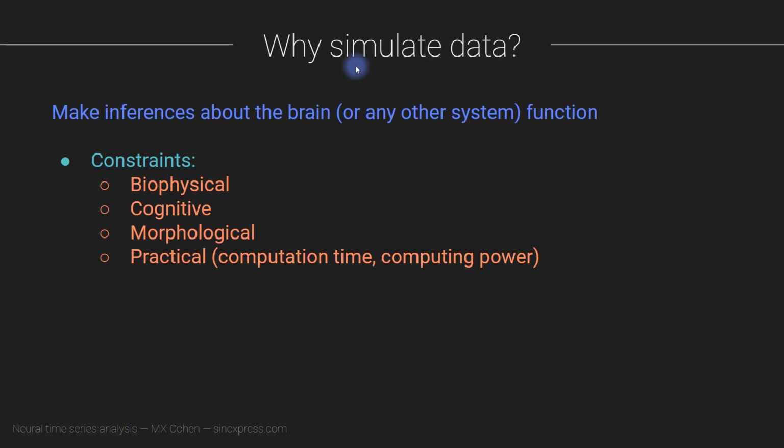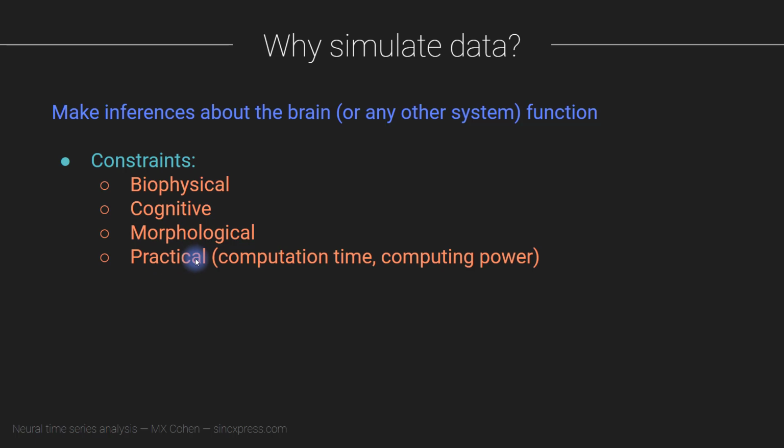Essentially, there are two reasons to simulate data. One reason why you would simulate data is to make inferences about the brain, to understand something about how the brain works, or of course any other system. So here the idea is that you are building a model, you are simulating data that has some constraints in it, and those constraints can be biophysical, they can be cognitive constraints, morphological, like if you're trying to understand the dynamics of individual neurons, you might want to incorporate the physical structure, the morphology of individual neurons.